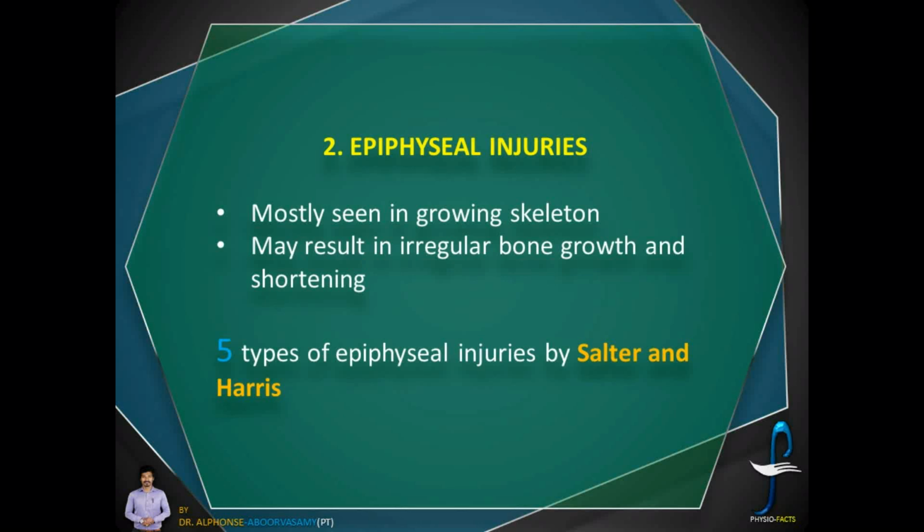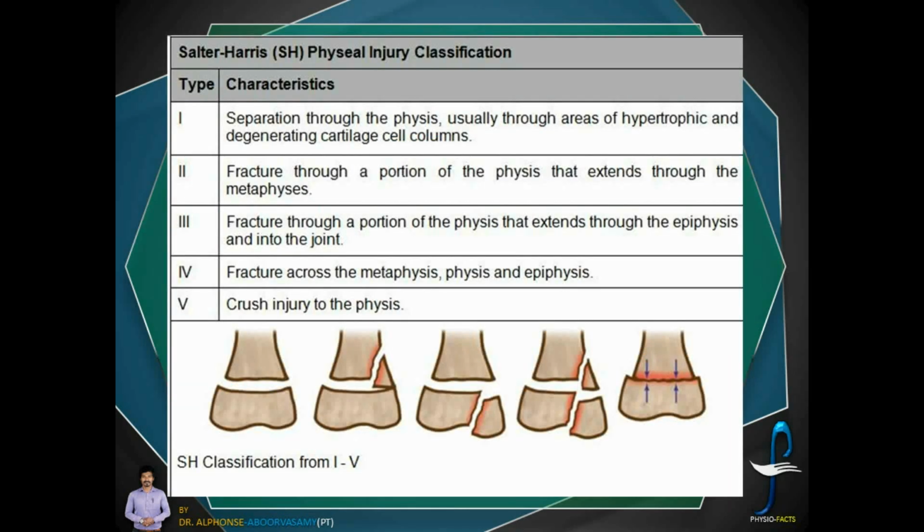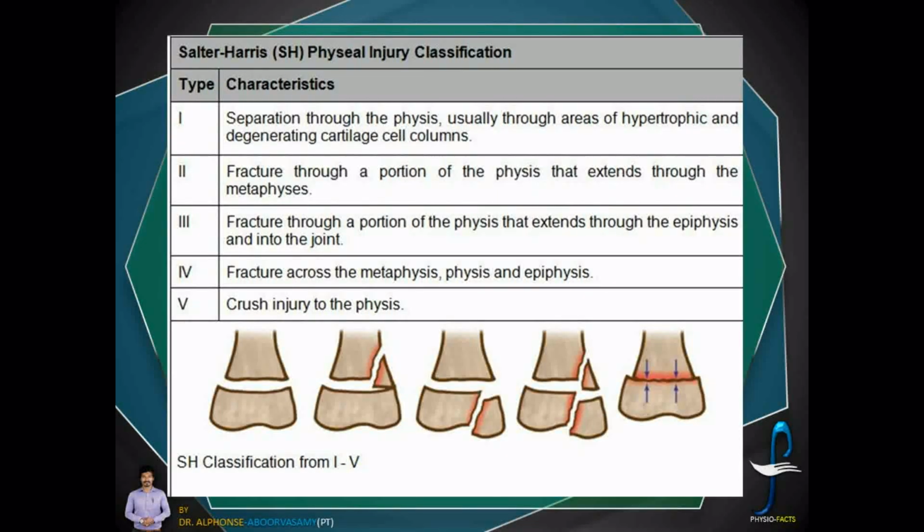Second is epiphyseal injuries, mostly seen in growing skeleton, which may result in irregular bone growth and shortening. This is classified by Salter and Harris. They classify 5 types of epiphyseal injuries. Type 1. Separation through the physis. You can see in the diagram, there is no exact fracture, but there is a separation of bone from the physis, that is the growth plate.